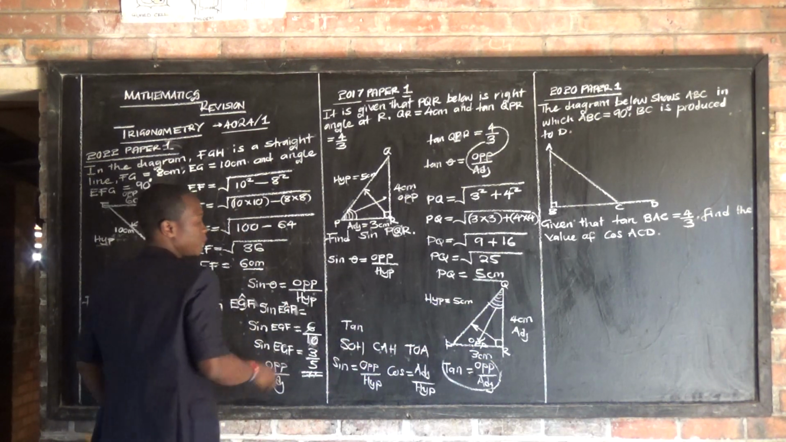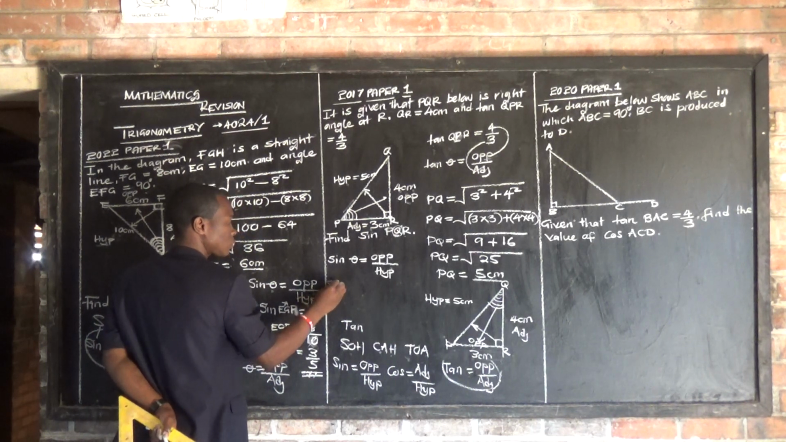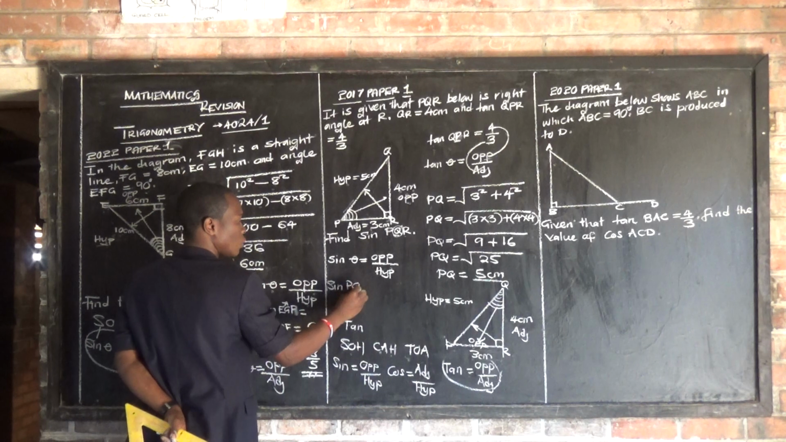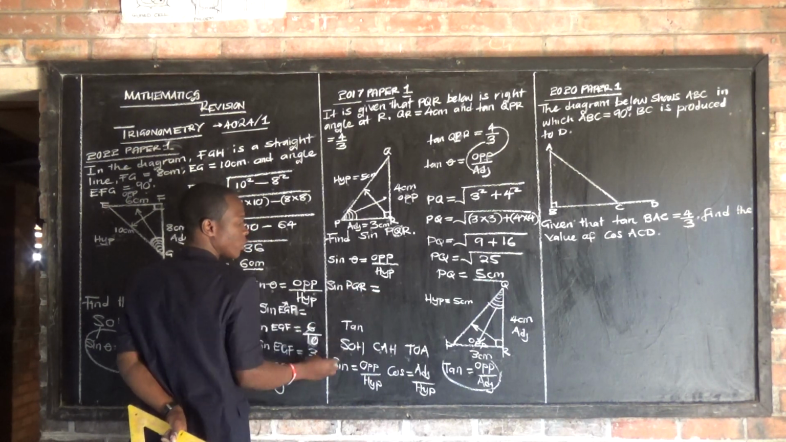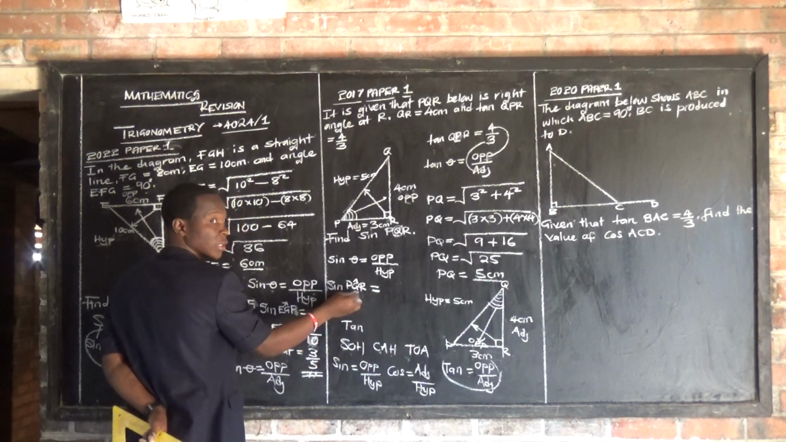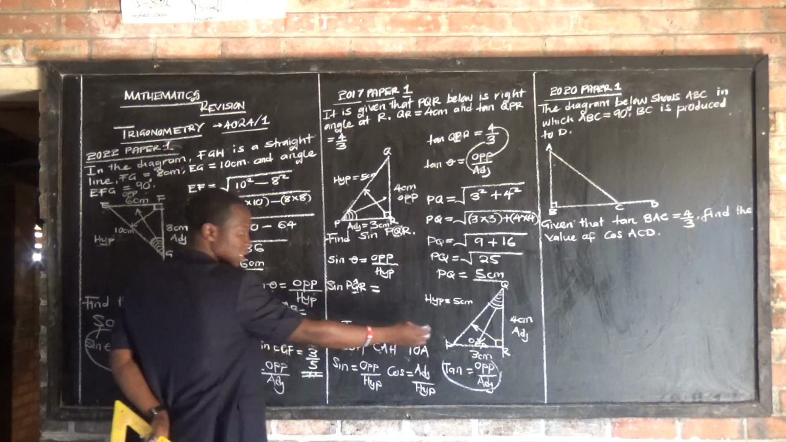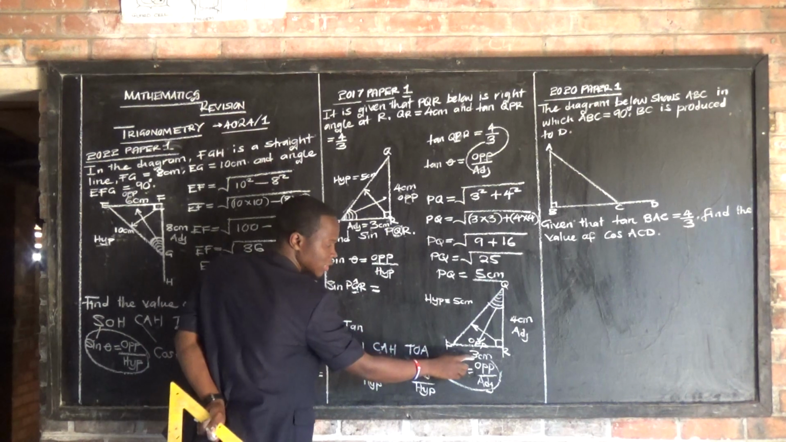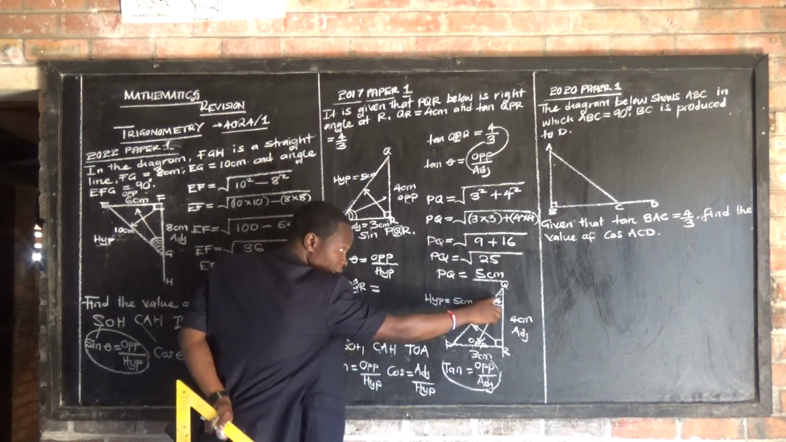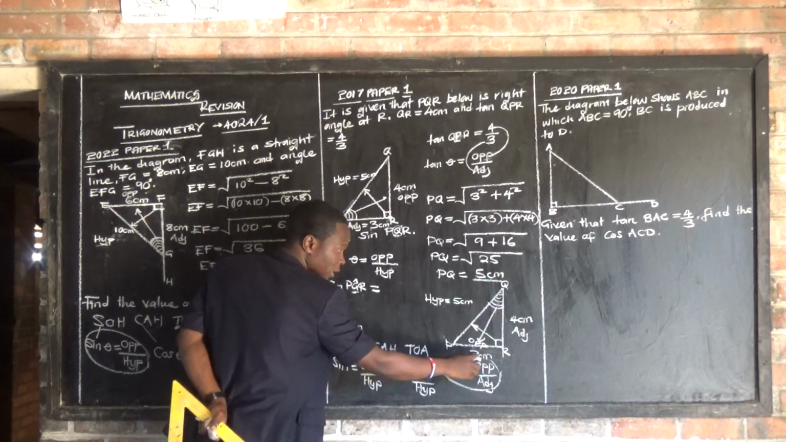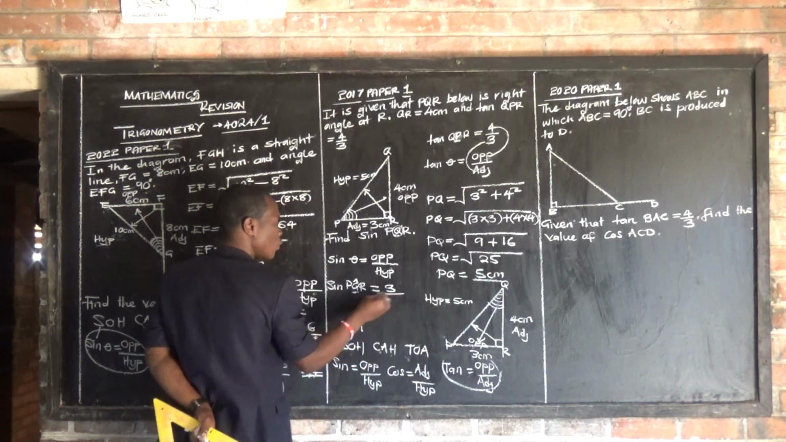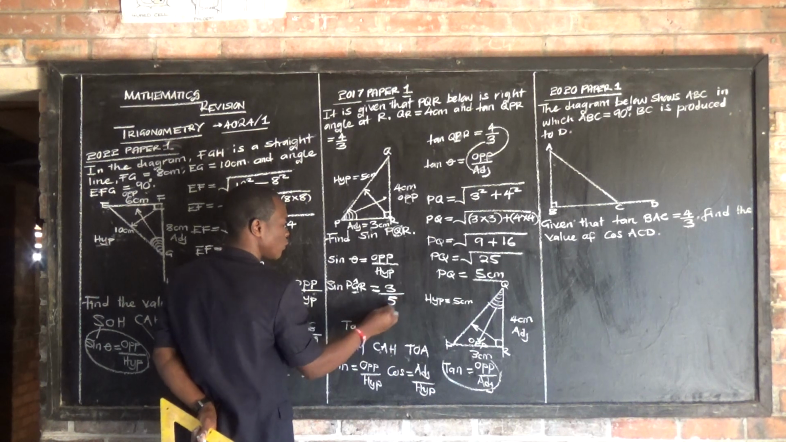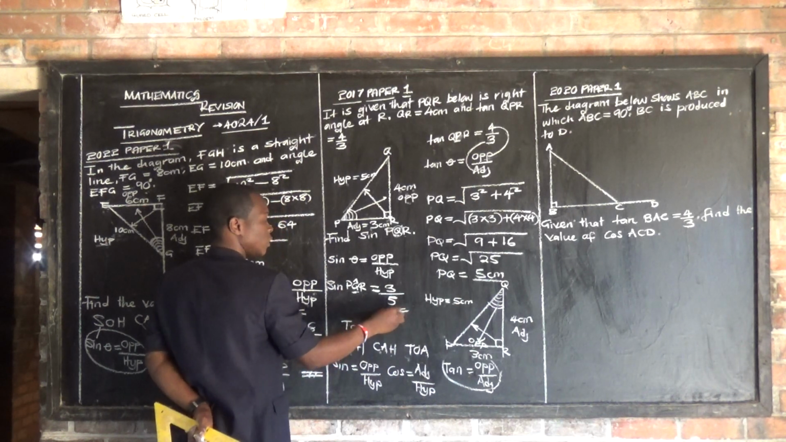And move on and say sine PQR. So which angle are we talking about? Angle Q. Are we together? So let's consider this triangle now. What is our opposite? It's 3. So get 3 over, what is our hypotenuse? It's 5. So the answer is 3 over 5 for this question.